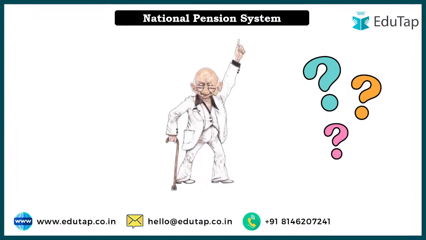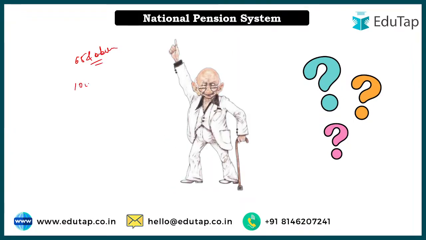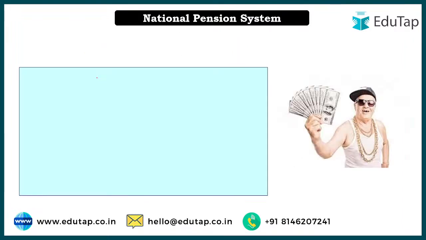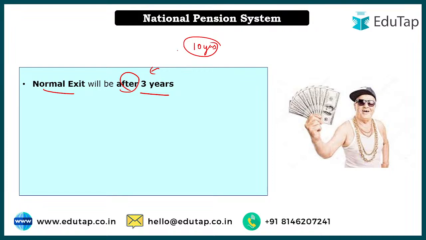Okay, so now this was the general case, but what about the people who are 65 and above? In that case we can't expect them to wait for 10 years, and that too for partial withdrawal, right? That is why some other rules have been made for them. What are these rules? Normal exit will be after 3 years. In the earlier case you should reach your retirement age, and if you want to do premature exit, there was a 10 years rule, but here there is no such condition. Normal exit will be after 3 years.